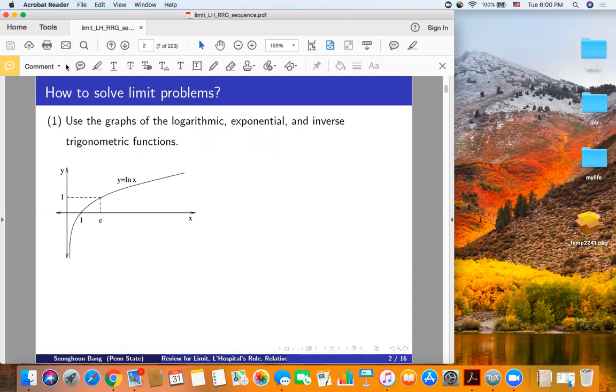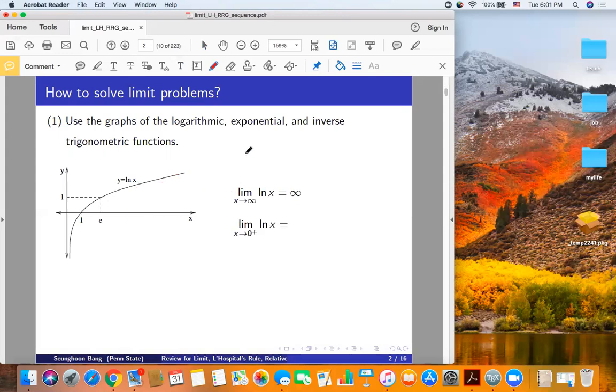First one, this is y equals ln of x. So we have this graph. What is the limit of ln of x as x approaches infinity? Yes, the answer is infinity, because here x value approaches positive infinity. The ln function is going up, going to the positive infinity.